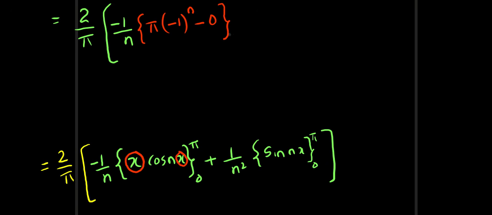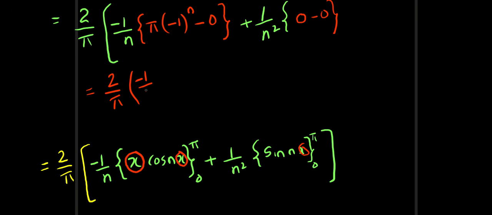Okay, now plus 1 by n square. Now look at this. You're supposed to substitute the value pi, but sine n pi is 0. And you're supposed to substitute the value 0, and sine 0 is 0. So that's it. So we end up with 2 by pi and then minus 1 by n and then pi and minus 1 the whole power n, and that will be our bn. So let's cancel these things and we get bn is equal to that will be 2 by n.